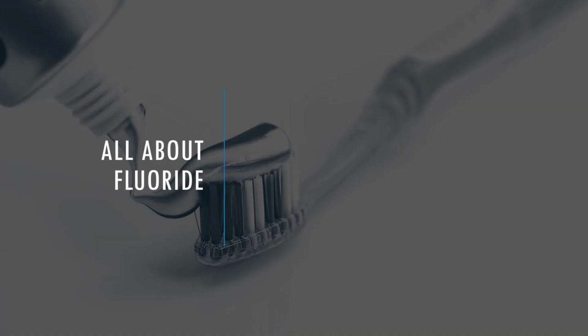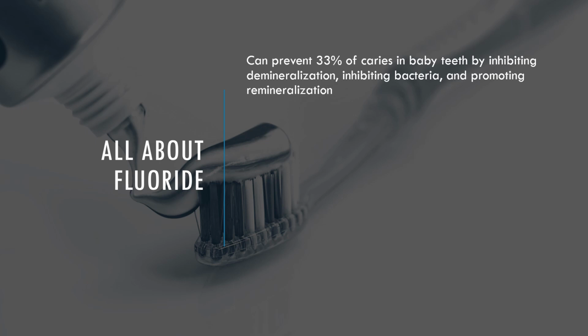All about fluoride. Fluoride can prevent 33% of caries in baby teeth. Fluoride does this by inhibiting demineralization. It also inhibits bacteria, and it promotes remineralization of the enamel of the tooth.